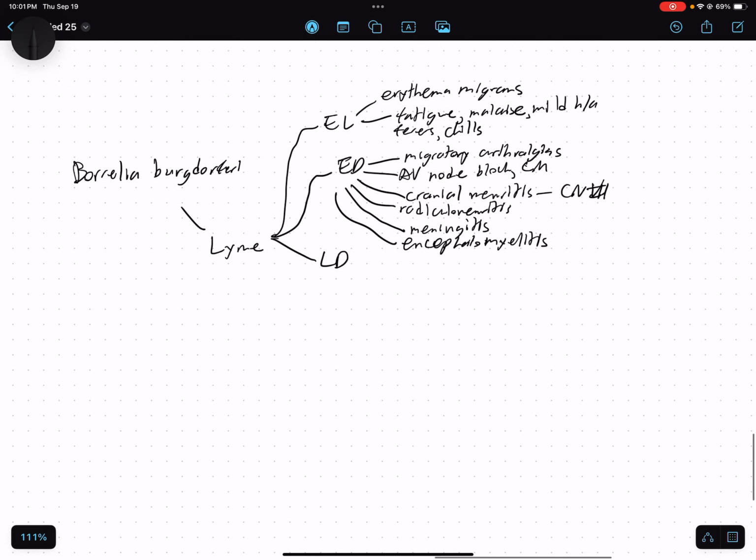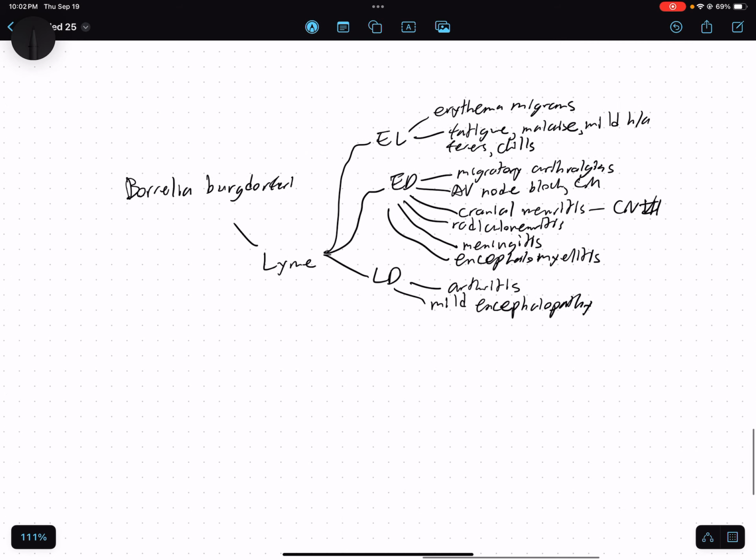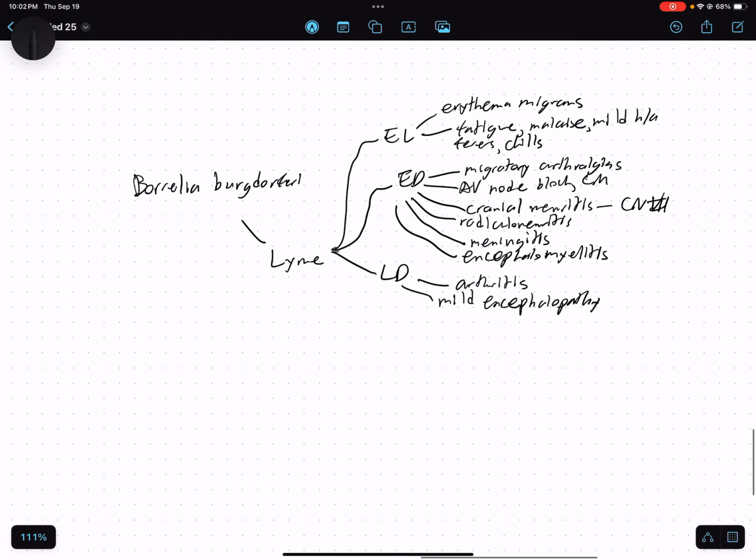In late disease, you can see an arthritis, mono or oligoarticular, especially in the knees. You can also see a mild encephalopathy from the neurologic perspective, as well as, more rarely, a subtle axonal peripheral neuropathy. But I think these are the main takeaway points in terms of key points for neurolyme.